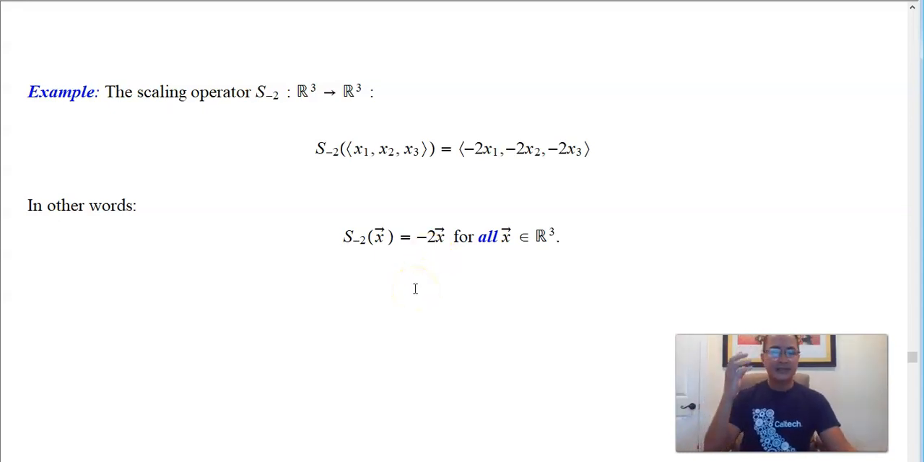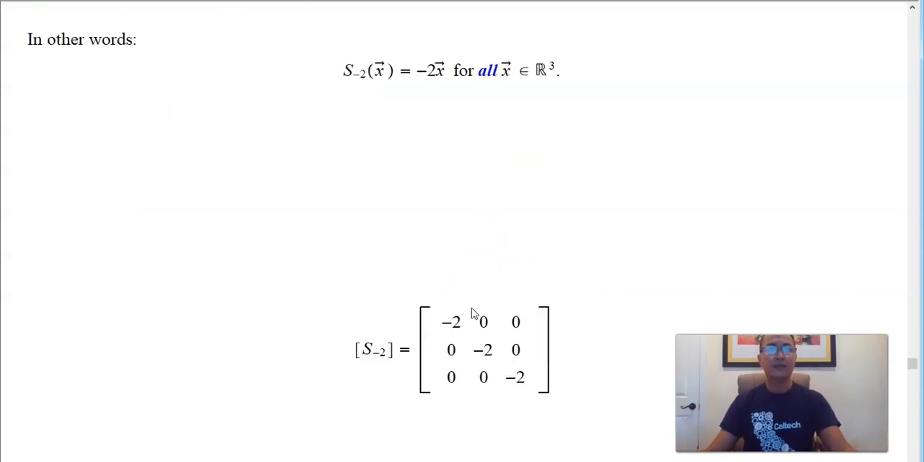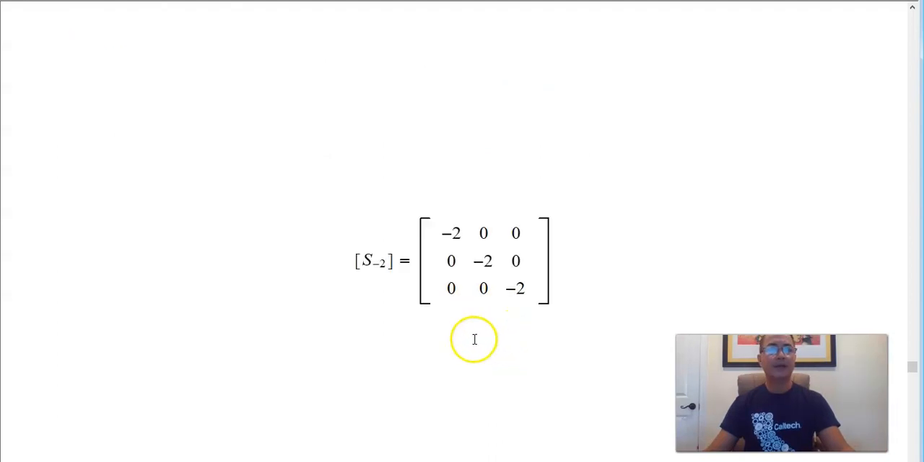So again, let's guess. If this really is a transformation, it should have a matrix. Where will 1, 0, 0 go to? -2, 0, 0. So instead of 1, 0, 0, you have -2, 0, 0. But 0, 1, 0 goes to 0, -2, 0. Ooh. So it looks like it's just like the identity matrix, but instead of 1, you have -2. So this should be the matrix of S sub -2.